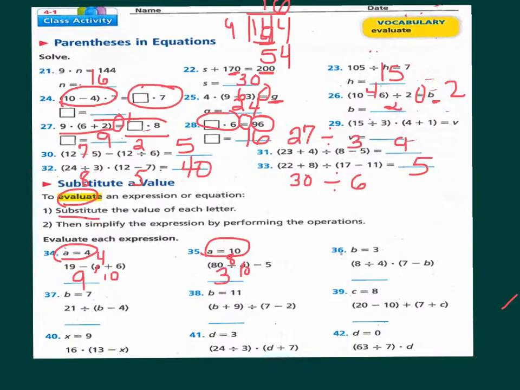Good. B equals 3. So I'm going to put a 3 in here. 8 divided by 4 is what? Good. 2. 7 minus 3 is what? Whoops. 7 minus 3 is 4. Now, 2 times 4 is what? 8. You ready? I want you to do the rest and then check your answer.